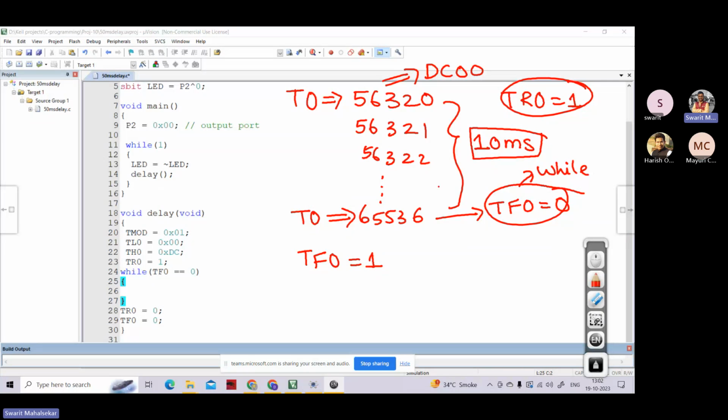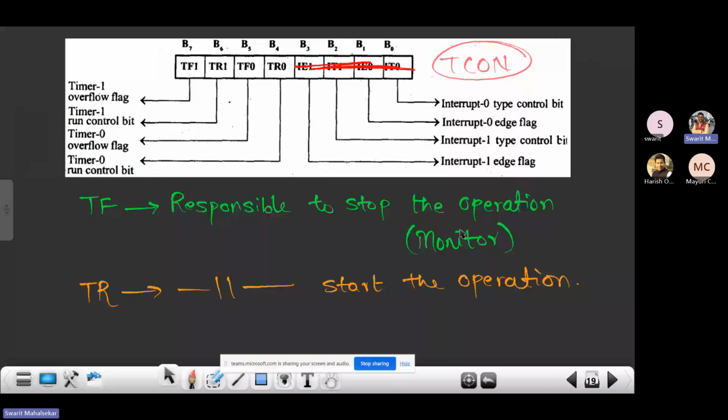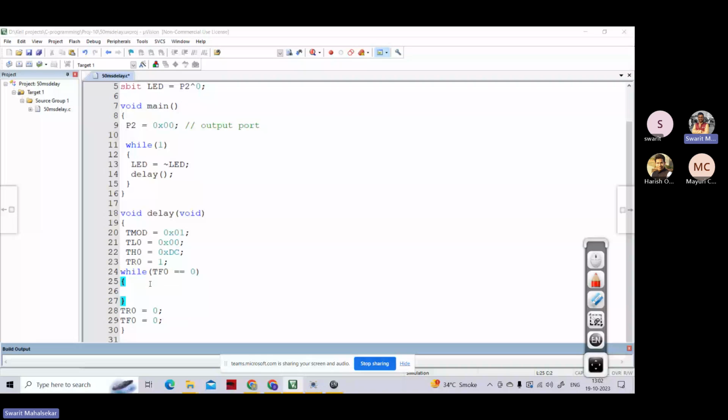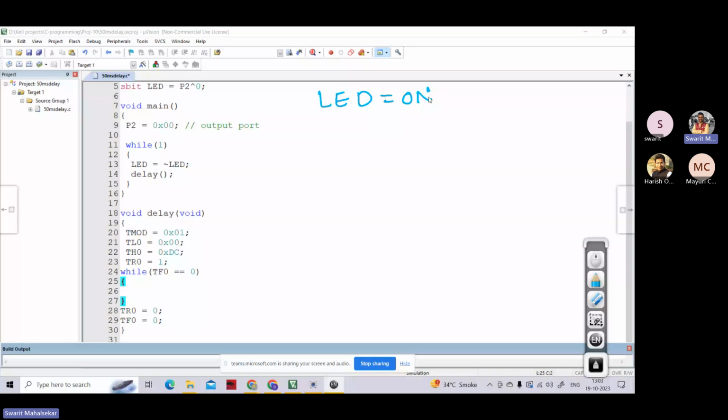Yes, sir. Okay, great. So now we need to go to the software. Just a second. If you look over here, I had clearly mentioned that we need to monitor this particular bit, right? So TF0 is equivalent to 0. We are monitoring it, and as this particular T0, that is timer 0, reaches 65536, it automatically gets reset. That means TF0 will be 1, and then it will automatically come out of the loop. So what does that mean? Let's assume that my LED is in on condition.